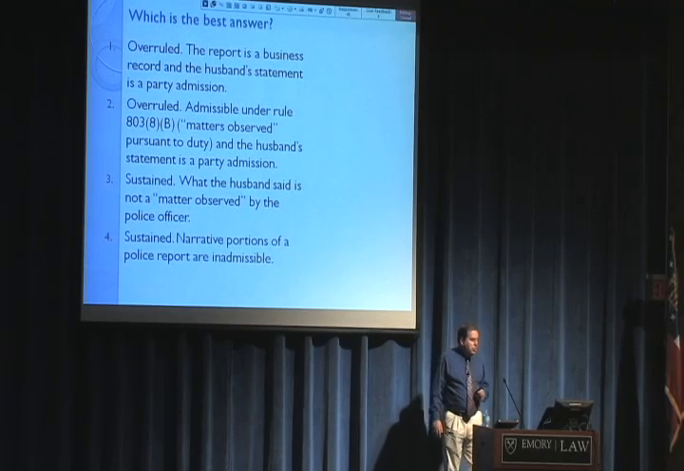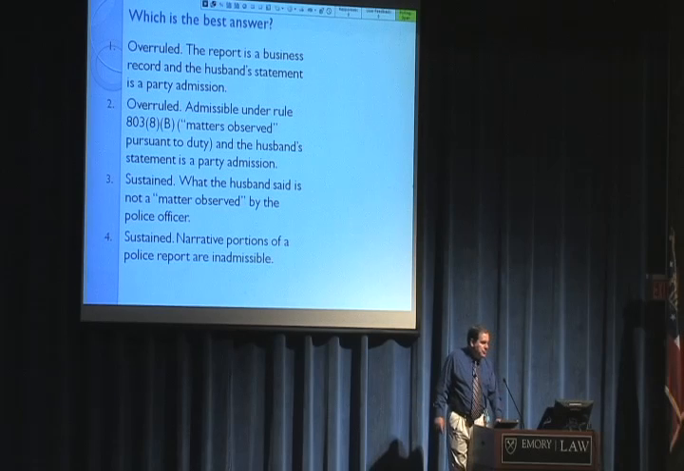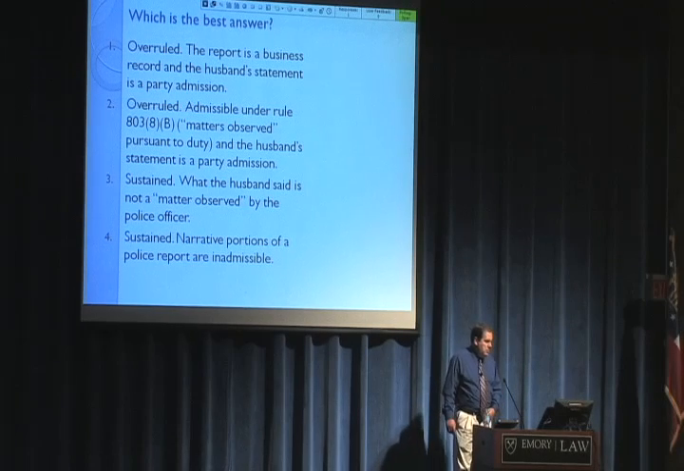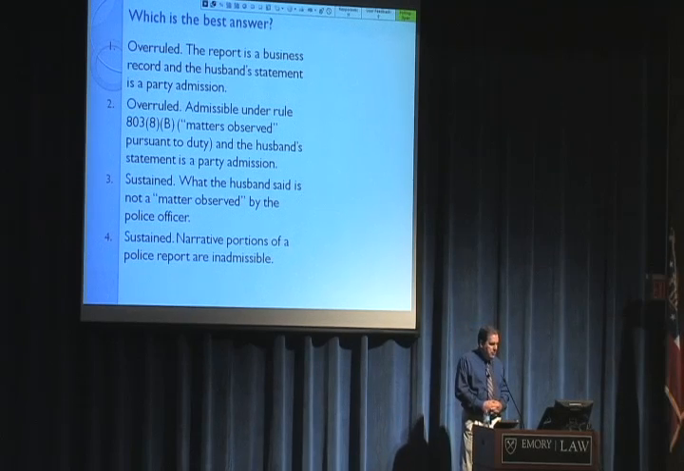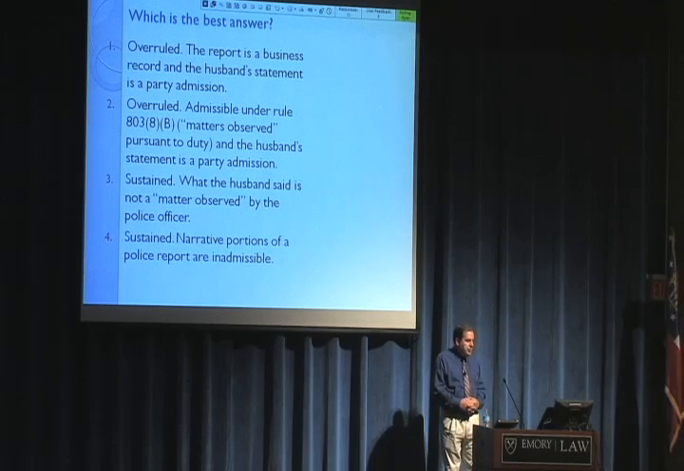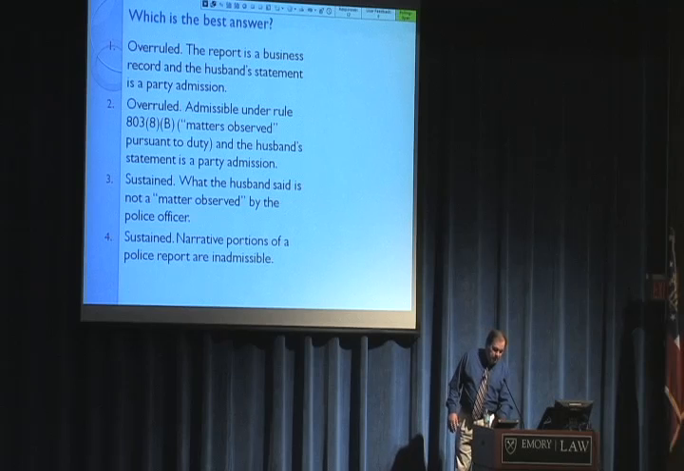Number one, overruled, the report is a business record and the husband's statement is a party admission. Two, overruled, admissible under Rule 803(8)(B), matters observed pursuant to duty, and the husband's statement is a party admission. Three, sustained, what the husband said is not a matter observed by the police officer. Or four, sustained, narrative portions of a police report are inadmissible.